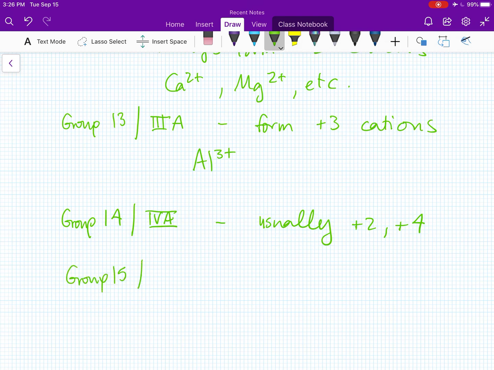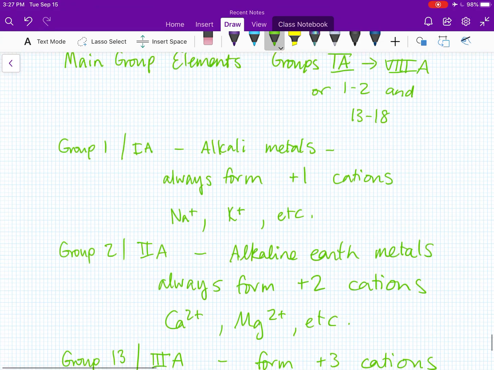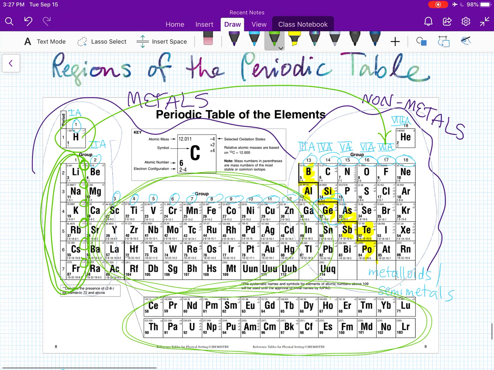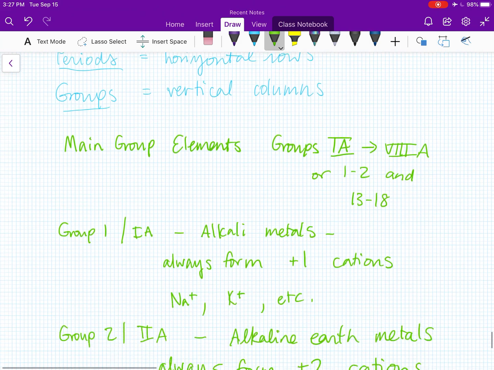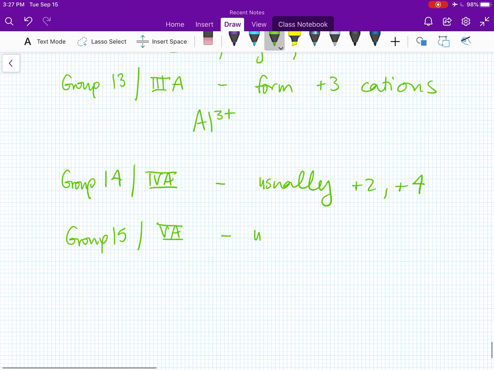Group 15, also known as 5A, now you start getting anions. So 5A would be looking at nitrogen, phosphorus, arsenic, antimony. Usually when these are in compounds, they'll gain 3 electrons to be more like the nearest noble gas, but they can also form cations. It depends on what compound they're in. They have very interesting chemical behavior. So they're usually -3, but not always.